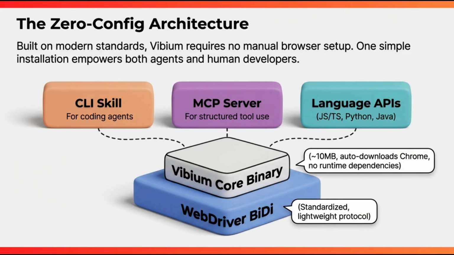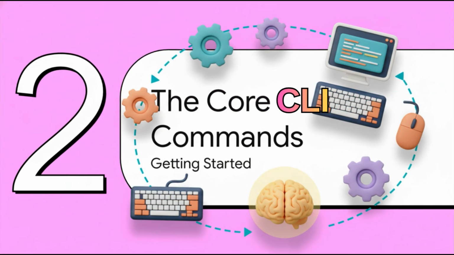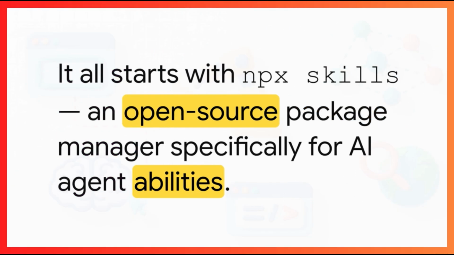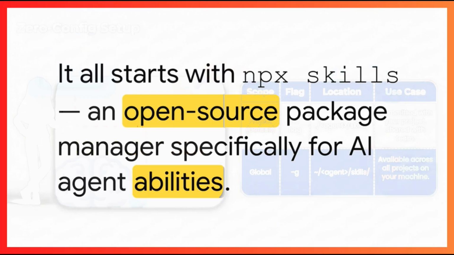All right, enough theory. How does this actually work? Let's get our hands dirty and look at the core commands you'll be using to teach your agent this new browser skill. So everything starts with this command, npx skills. Think of this like a package manager, like npm or pip, but it's built specifically for AI agent abilities. It's the open source way to find, install, and manage all the new tricks for your AI.